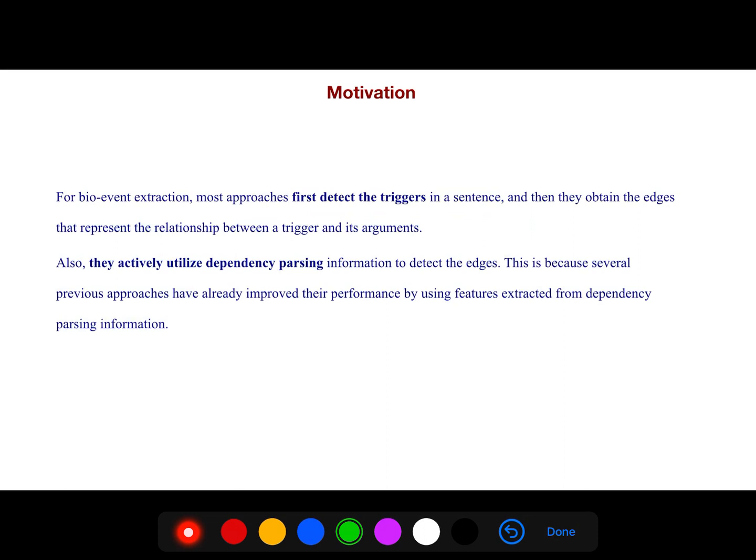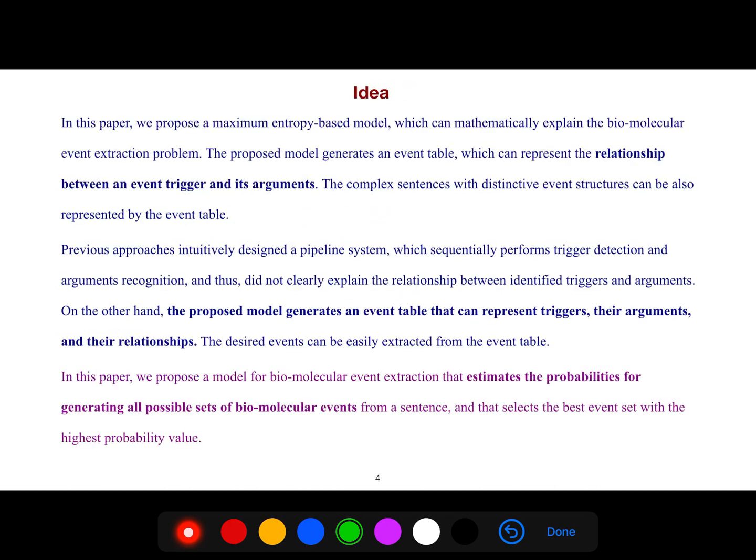For bioevent extraction, most approaches first detect the triggers in a sentence, and then they obtain the edges that represent the relationship between a trigger and its arguments. Also, they actively utilize dependency parsing information to detect the edges. This is because several approaches have already improved their performance by using features extracted from dependency parsing information.